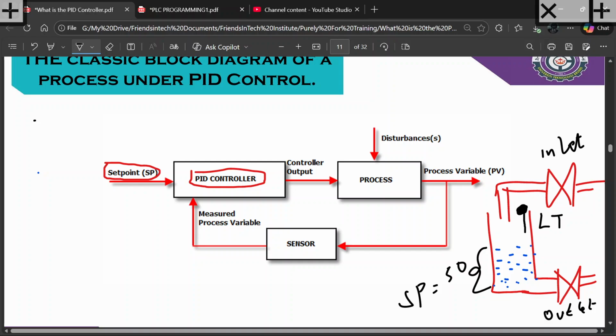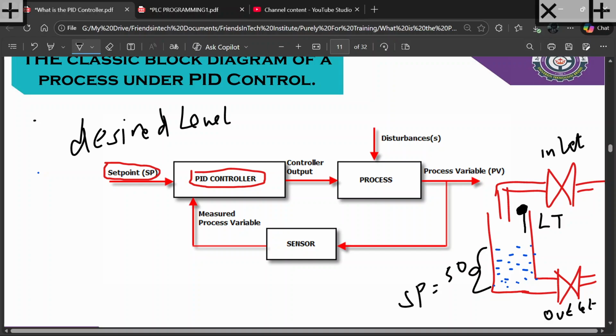So set point here becomes your desired level. So this is your desired level. So that becomes your set point, SP. Then you have PID controller. So the output you are getting from the controller, let's call it controllable output.